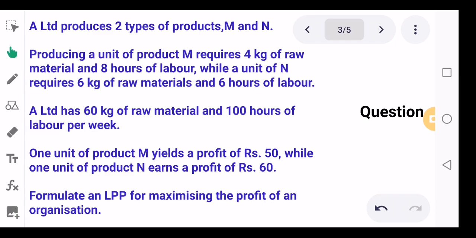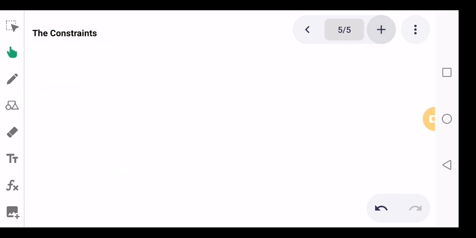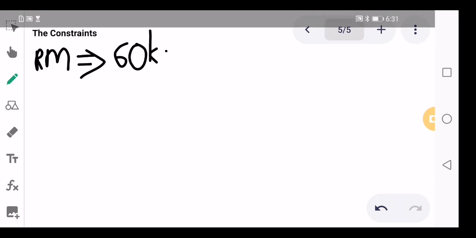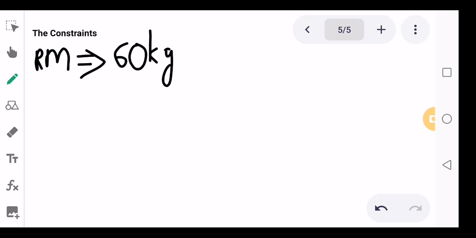Okay, so let's write this down. Raw material: the maximum that you can afford is 60 kgs. And labor: the maximum that you can afford is 100 hours. Maximum 100 hours. This is what you have understood.